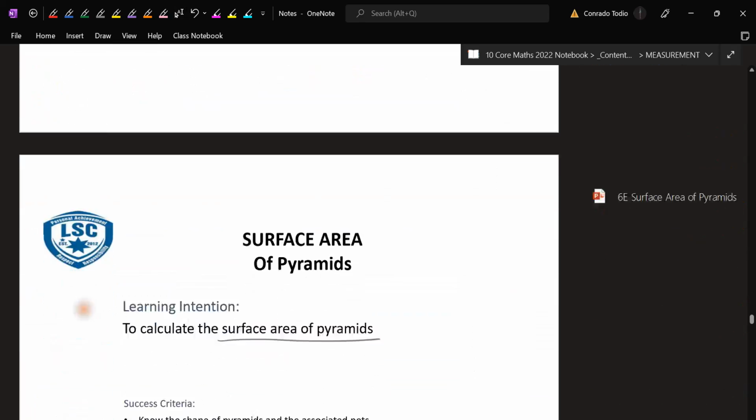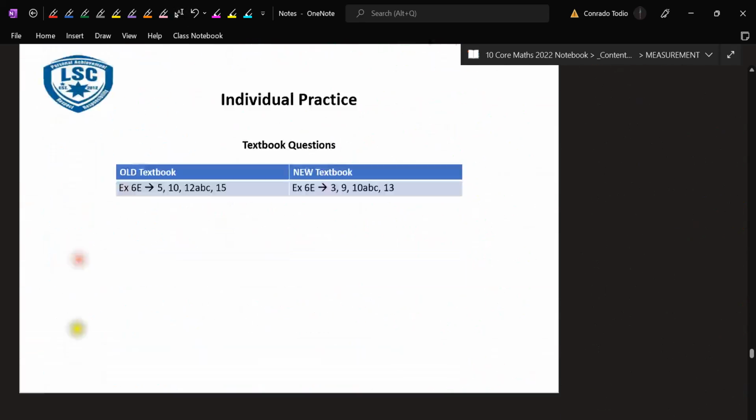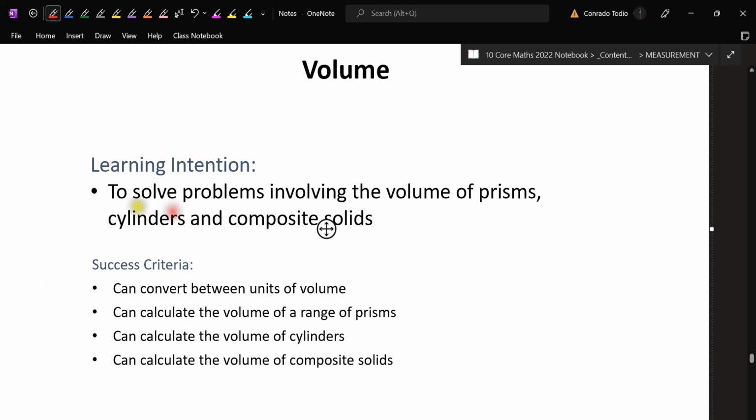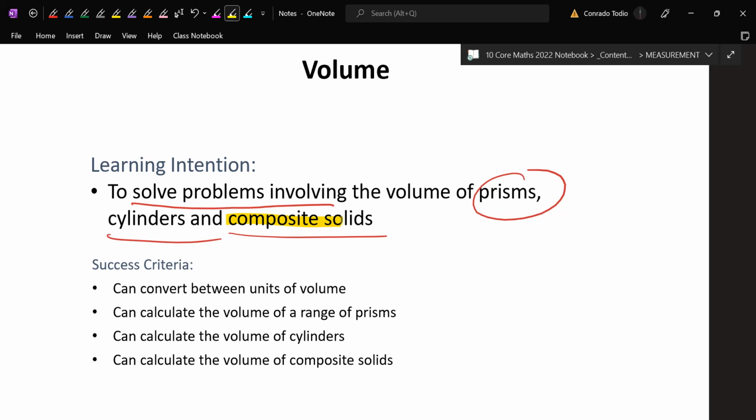Now, the difference between that and what we're looking into now, which is volume, is we're looking at the area or the space inside of a shape. So understand the difference: surface area is the area outside, volume is the space inside of a shape. Our intention is to try and solve volume problems that involve prisms, cylinders and composite solids. Remember, that word composite has appeared before. Composite just means two shapes put together. So now you're going to be looking at the volume of two shapes that have been put together.